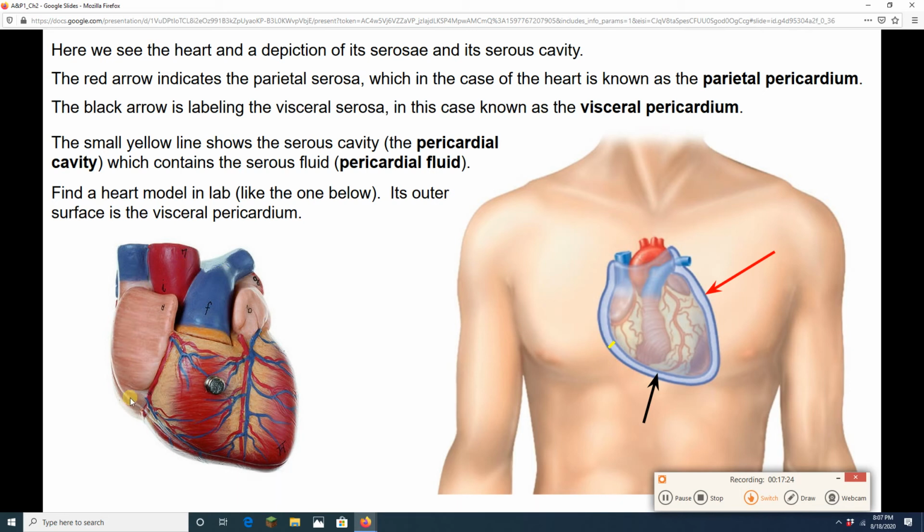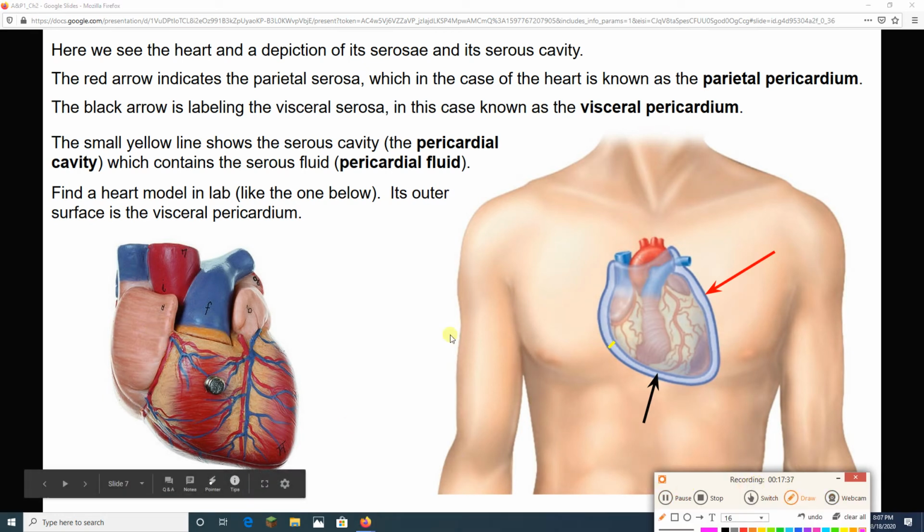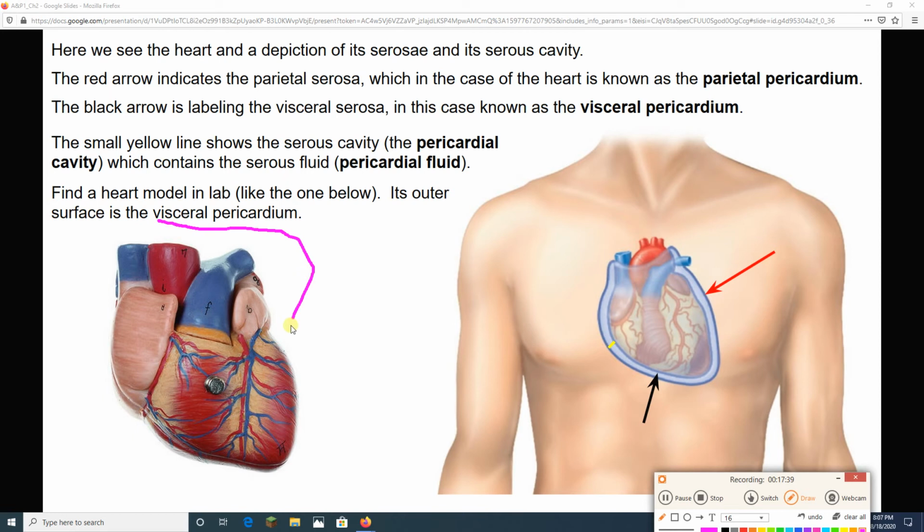If you ever look at a heart model like this in lab, and you actually look at these a lot when you do A&P2, you learn all these parts here, all these blood vessels. This outer layer of the heart on the heart model is actually the visceral pericardium. So, two-layered membrane around the heart. Inner layer visceral pericardium, outer layer parietal pericardium. In between them, the pericardial cavity contains pericardial fluid for lubrication.